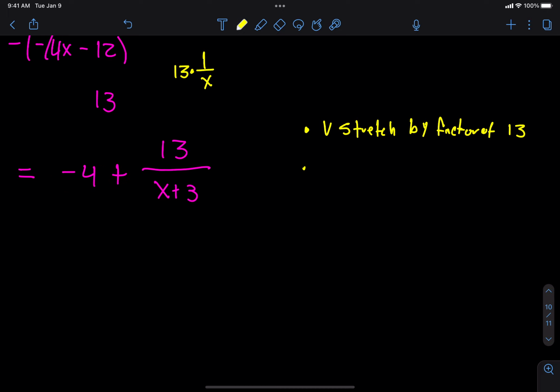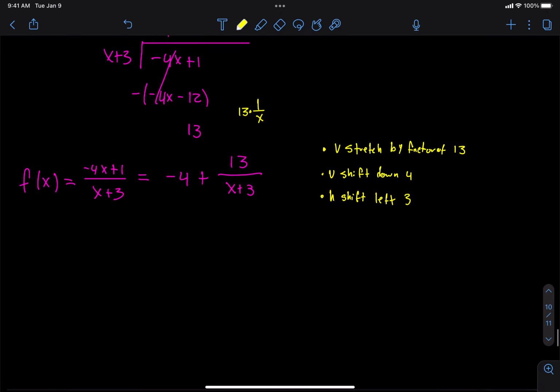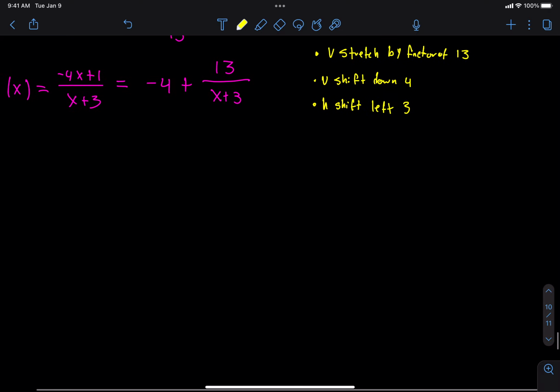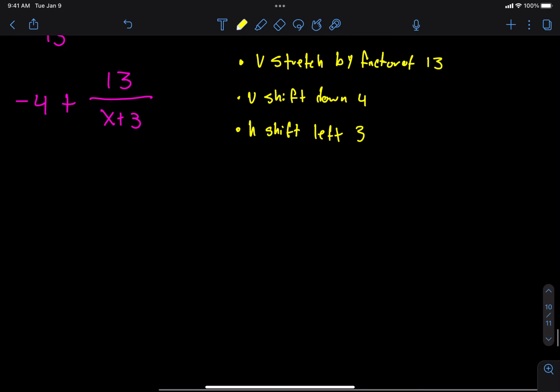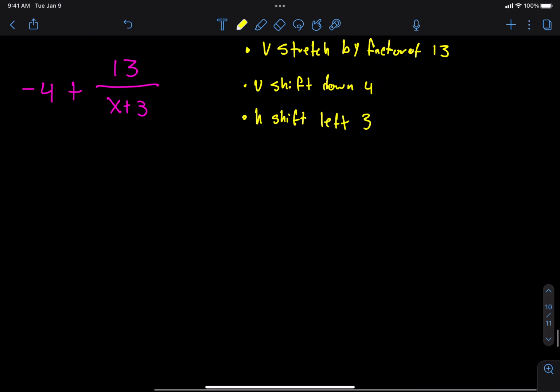A vertical shift down 4. Any others? Horizontal shift to the left 3. Yeah, horizontal shift to the left 3 units. Left 3. Okay. And that's it. But here's a banger of a question for you. Which one should I do first?